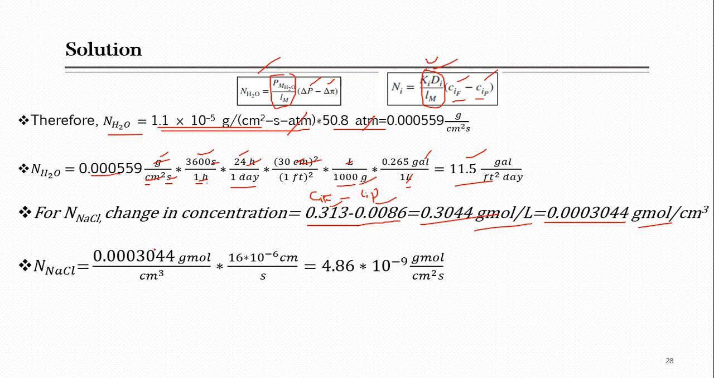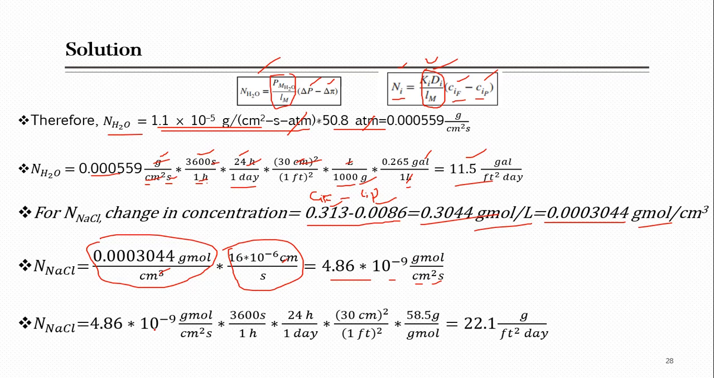Now just use this to calculate the flux of salt by using this equation. This is the value of concentration which you have just converted in the last step, multiplied by its permeance, that is 16 into 10 to the minus 6 centimeter per second. Overall, if you cancel the units here, centimeter will cancel with this, and what you will be left with is gram mole per centimeter square per second, and this is 4.86 into 10 to the minus 9 gram mole per centimeter square per second. If you remember, it asked us to calculate this in gram per feet square per day.